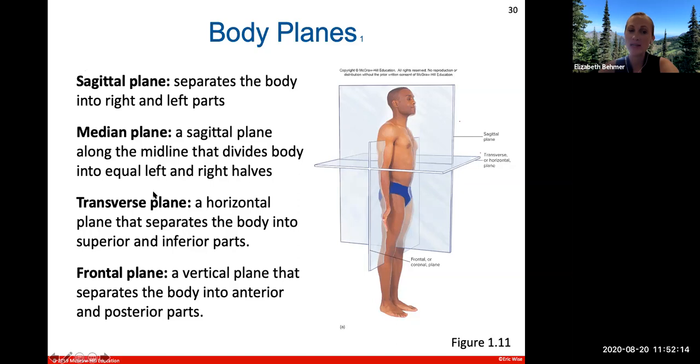The transverse plane is a horizontal plane that separates the body into superior and inferior parts. Usually, though not always, in an MRI they take transverse planes because you get a good look going through a lot of your organs that are vertical, if that makes sense. So your kidneys are vertical. If you take a transverse cut through them, you'll be able to open up a kidney and see it.